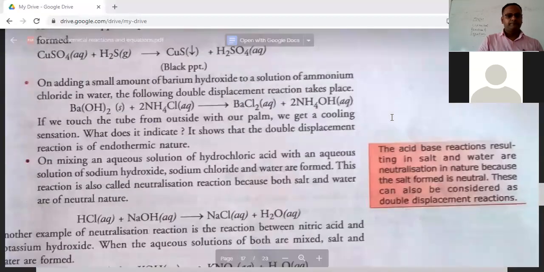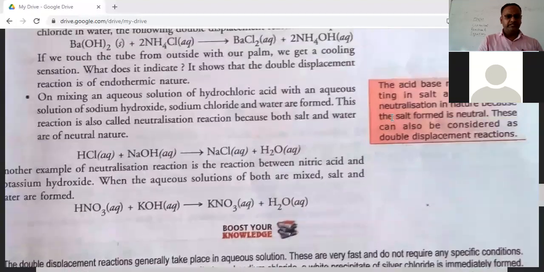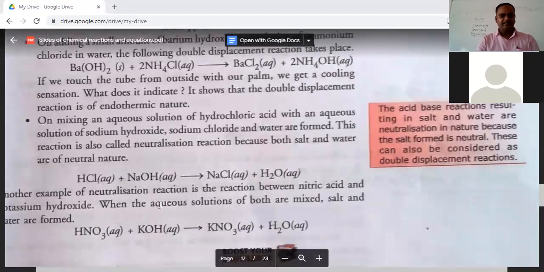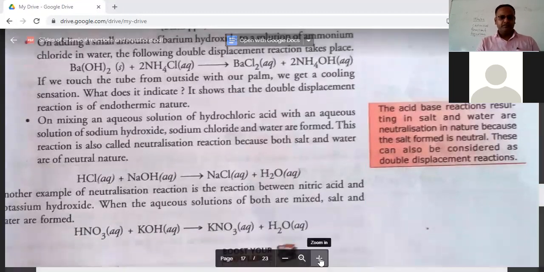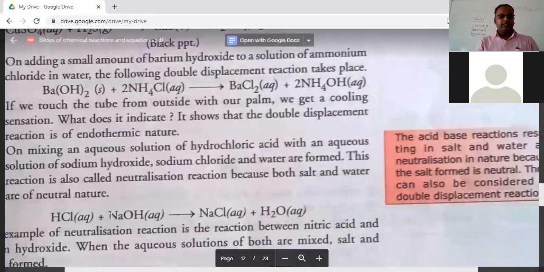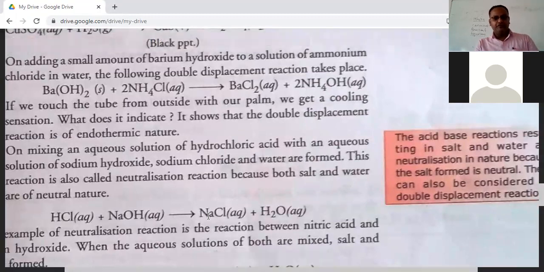Now, all the students look at this equation, which I have highlighted over here, which is there on your screen. HCl, hydrochloric acid, reacts with sodium hydroxide to form NaCl and water.